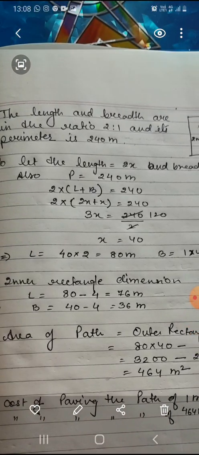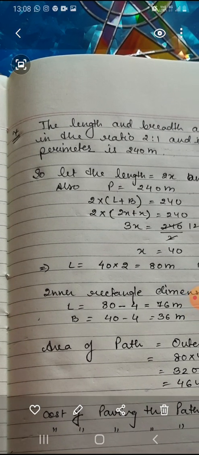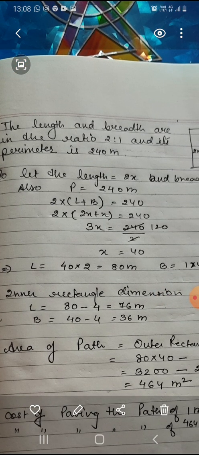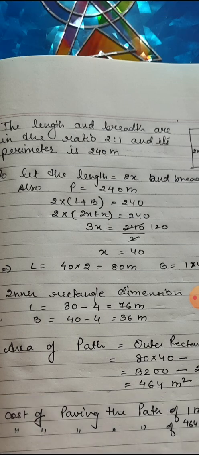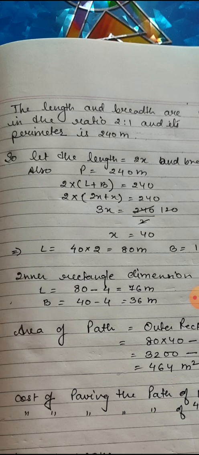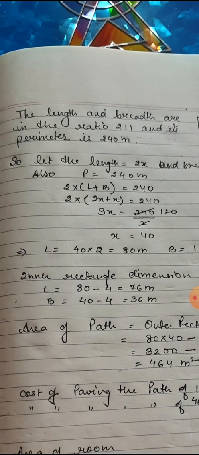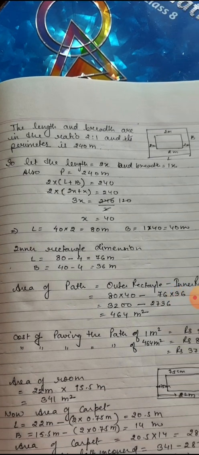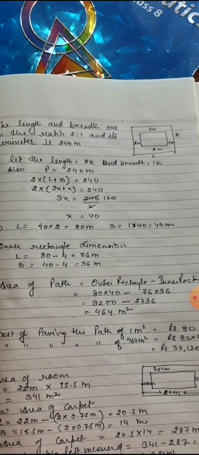And here something different is given in question number 7. In question number 7, the length and breadth are in the ratio of 2:1 and its perimeter is 240 meter. So first of all we have to find out the length and breadth. So let the length be 2x and breadth be 1x. So we have multiplied x in both the ratio. So 2x and 1x, and then by putting it in the formula of perimeter, perimeter is equal to 240 meter. 2 into L plus B is equal to 240, so 2 into 2x plus x, 240. So total x is equal to 40. Length is equal to 40 into 2, 80 meter, and breadth is equal to this.